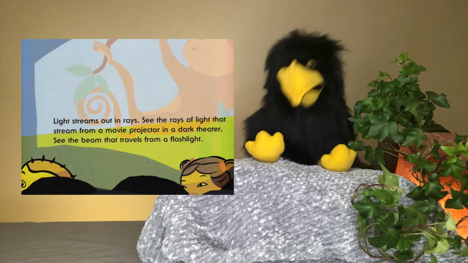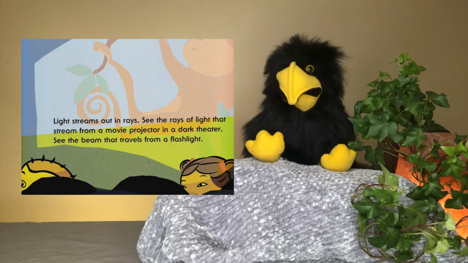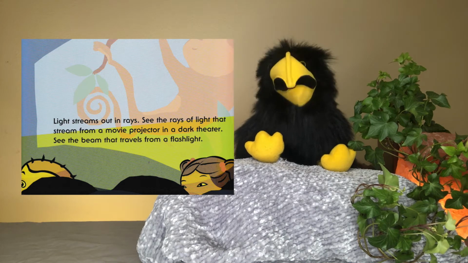Light streams out in rays. See the rays of light that stream from a movie projector in a dark theater. See the beam that travels from a flashlight. In a dark room, we can turn on the light from a flashlight or a light bulb. With a flashlight, you might be able to see the beam of the light coming out of the light bulb, and that's because all of the light is coming in the same direction.